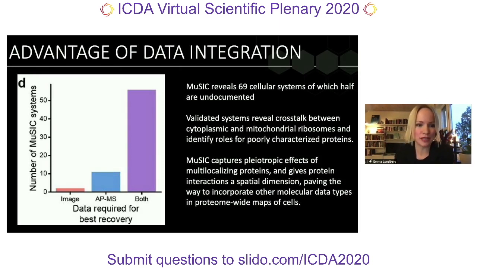So just to really show how much more information we get when we combine these two data types across scale: if we generate the same hierarchy with image data alone, we basically capture just a few systems, the nucleus, the cytosol, and the nucleoli. And if we only use the protein-protein interaction data, we capture around 12 systems, but when we integrate them both, we reveal 69 systems. So there's really synergy here.